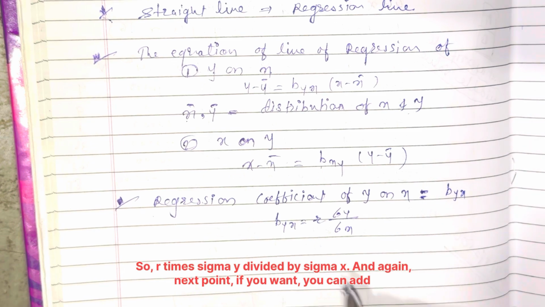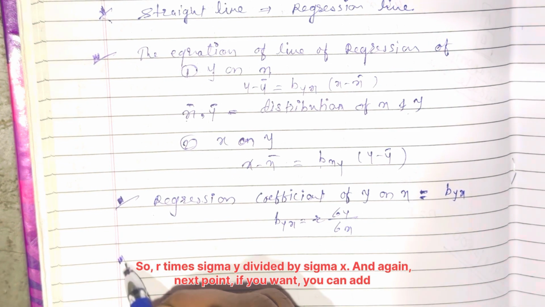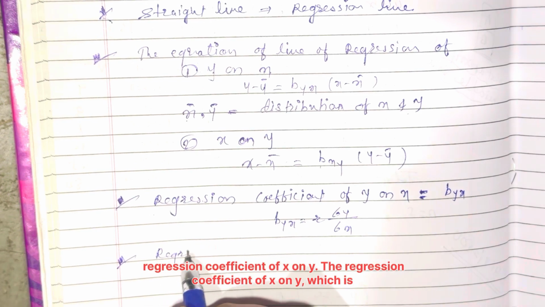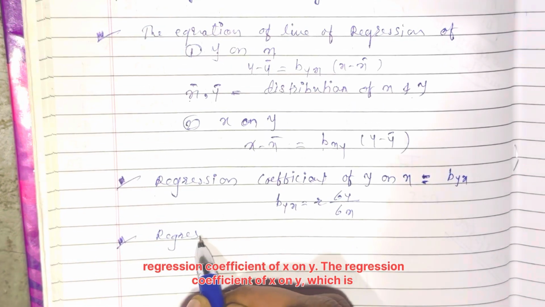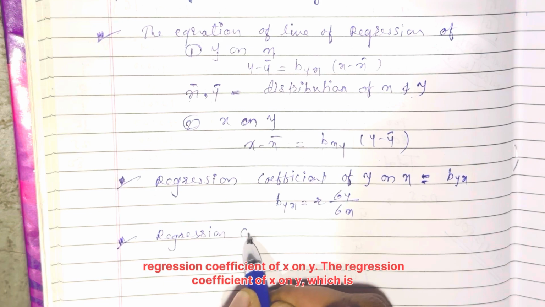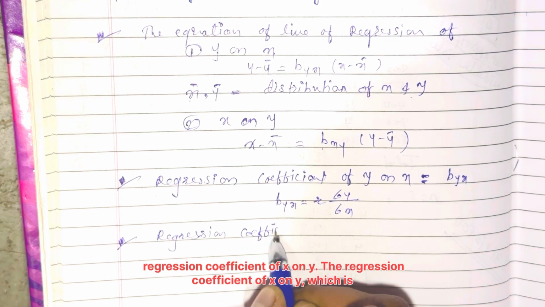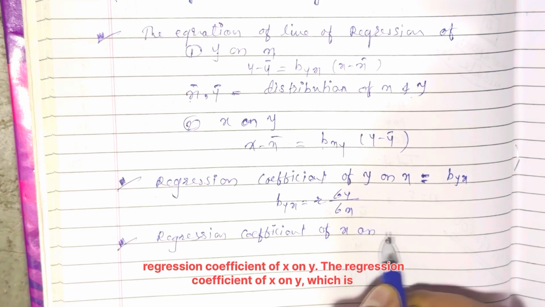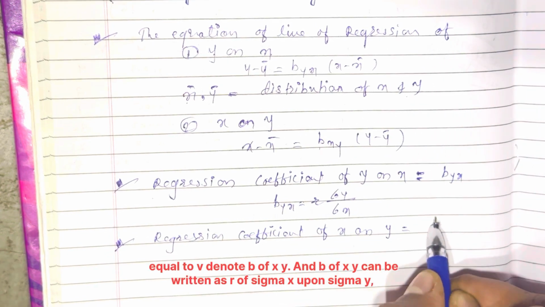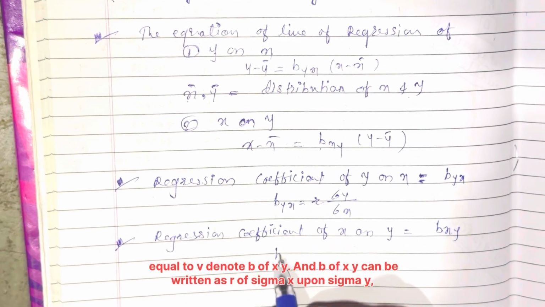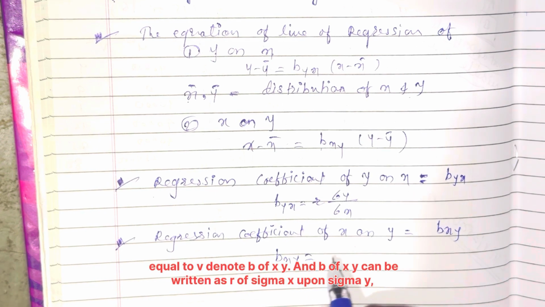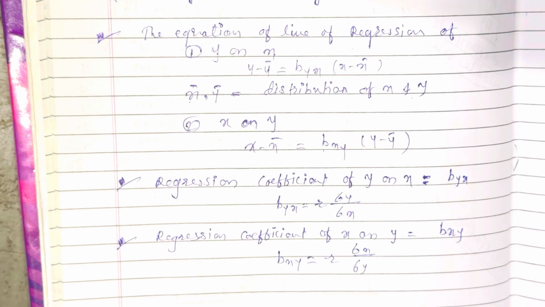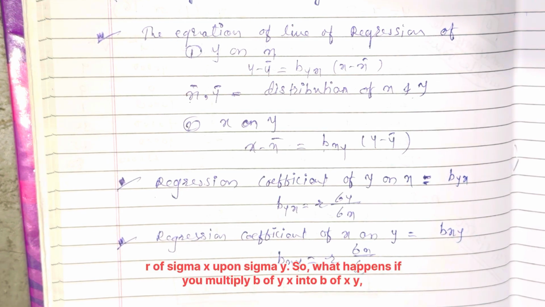And again, next point, you can add regression coefficient of x on y, which we denote b of xy. And b of xy can be written as r times sigma x upon sigma y.